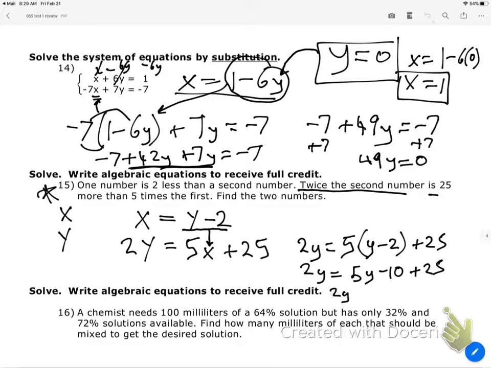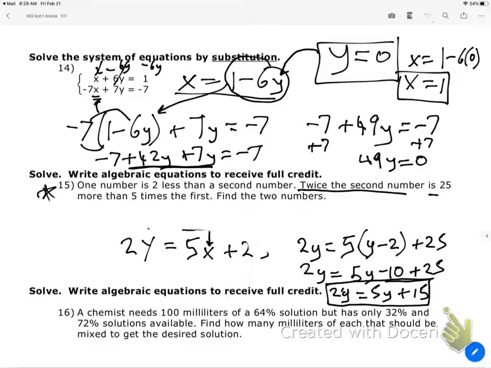So again, 2y equals 5y. Negative 10 plus 25 is 15. So I've got to there. I'm going to have to find some more space now, okay? Okay. So let's just erase some of this over here, the original problem. So remember what that was, okay? What I've got right here, I'm going to erase it.